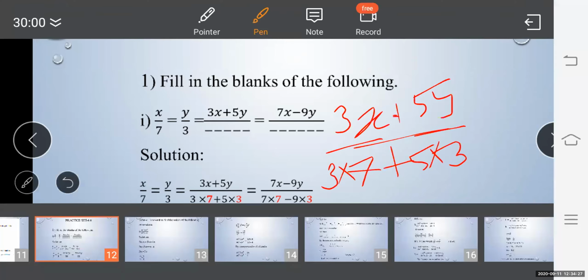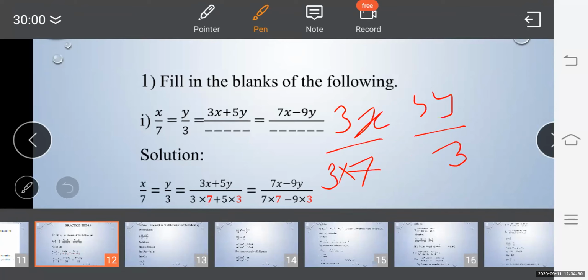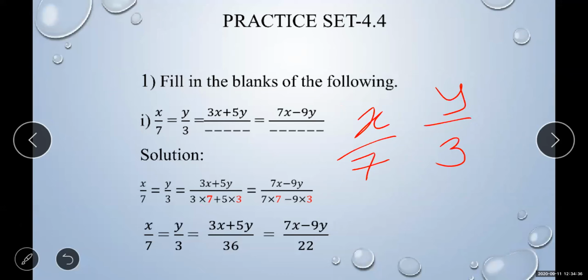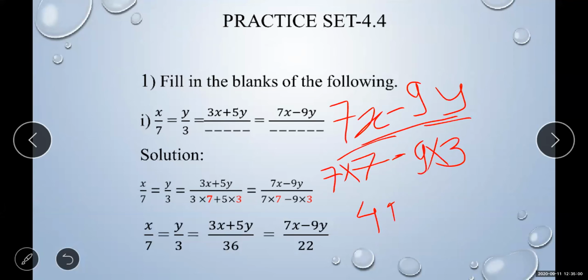Now the same. Next, what is given next? 7x minus 9y. So we have the ratios x upon 7 and y upon 3. So what is given? 7x, so the numerator is multiplied by 7, so the denominator is also multiplied by 7. Now 9 into y, so the denominator is also multiplied by 9. And which operation is given in the numerator? Minus. So the denominator also has minus. Now 7x minus 9y: 7 sevens are 49 minus 9 threes are 27. So 7x minus 9y is equal to upon 22.